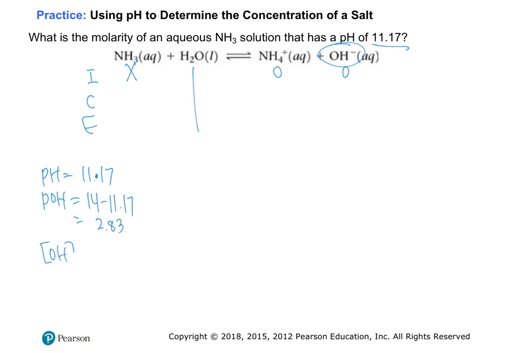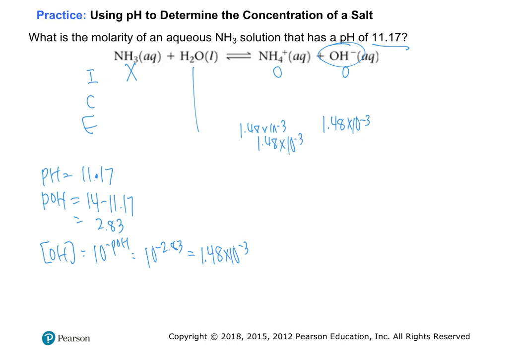So my OH concentration is 10 to the negative pOH, which is 10 to the negative 2.83, which is 1.48 times 10 to the negative third. So that is my hydroxide concentration. That's my ammonium concentration, since they're a 1-to-1 ratio, and that's also my change. So I'm going to put that up here, so those will be added. But that's also my change in the negative direction here. So at equilibrium I will have x minus 1.48 times 10 to the negative third.